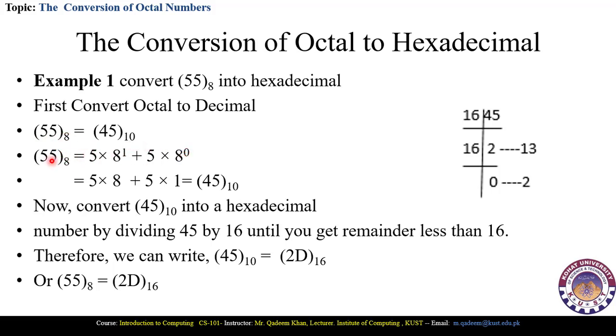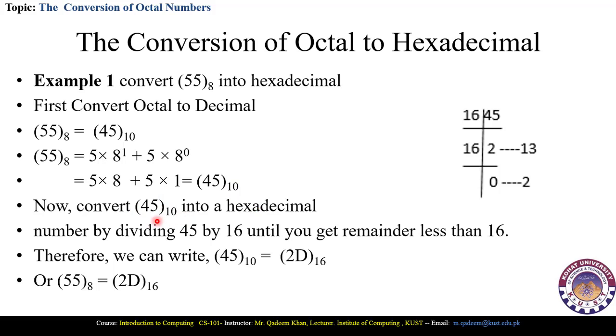because there are two digits, 5, 5. So the first digit has the base 8 to the power 0, and the second will be multiplied with the base 8 to the power 1. So 5 eights are 40, and 5 multiplied by 1 is equal to 5. So 40 plus 5 is equal to 45. So we have obtained 45, which is in the decimal number system.